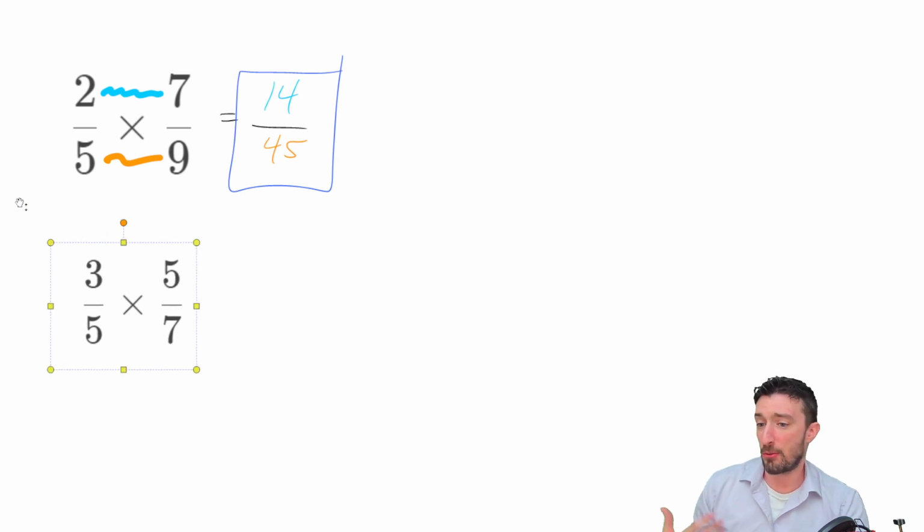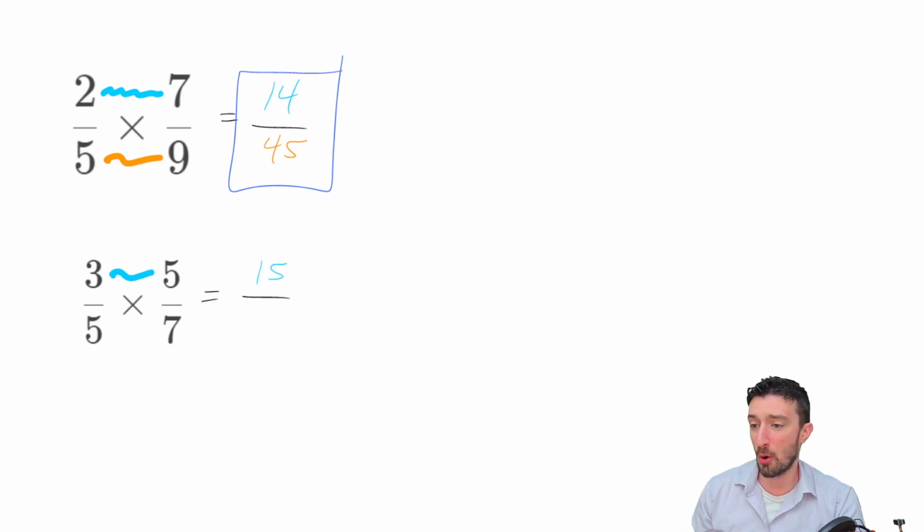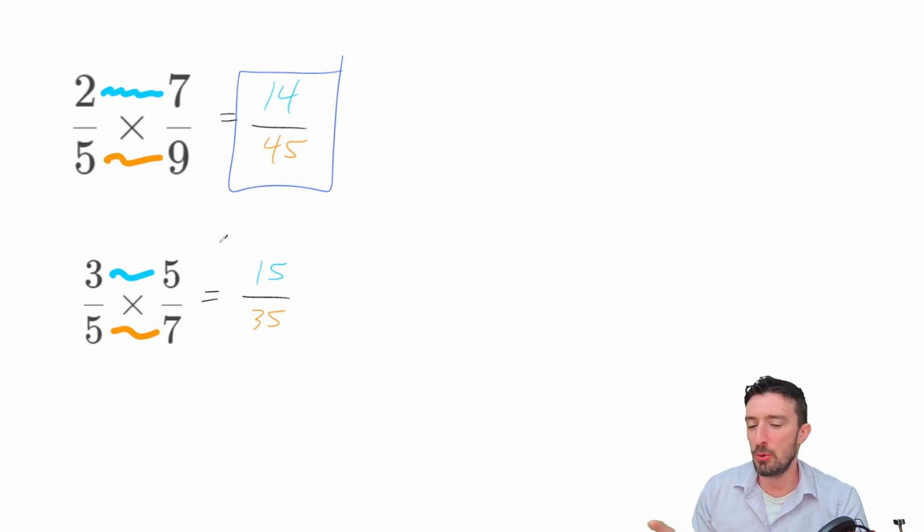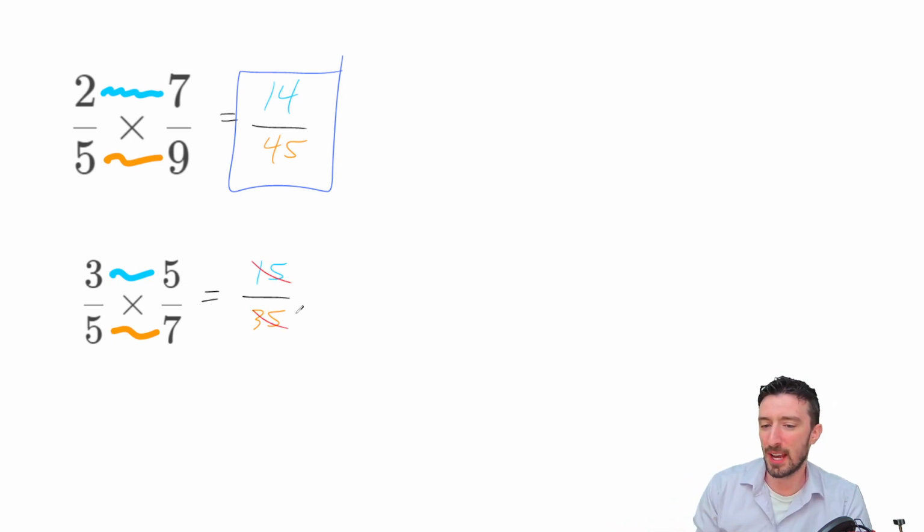So if we have 3 over 5 times 5 over 7, again, we just run through the same steps. We got our 15. We're going to put that over the 5 times 7. Now that's 35. But in this case, you will be able to reduce it. You can divide both top and bottom by 5. I know that because they both end in a 5. And if I divide both top and bottom by 5, I get 3 over 7.